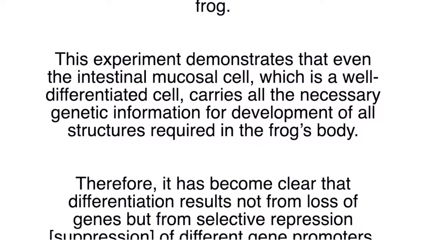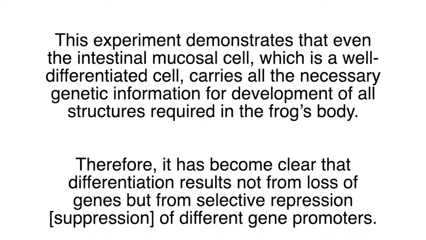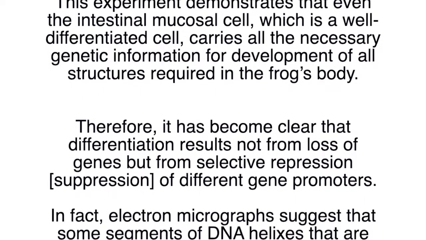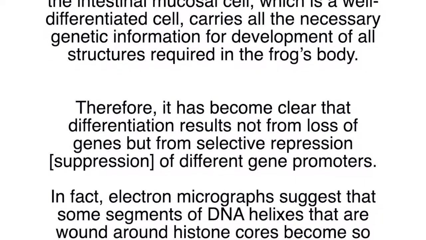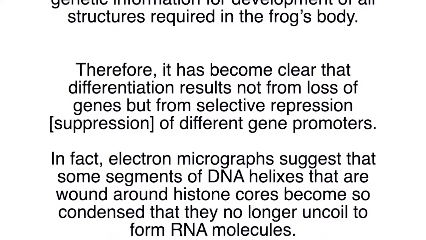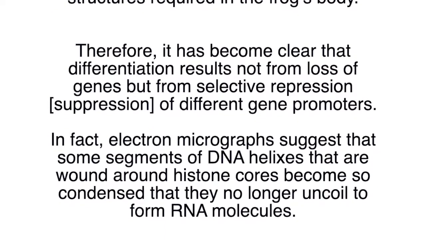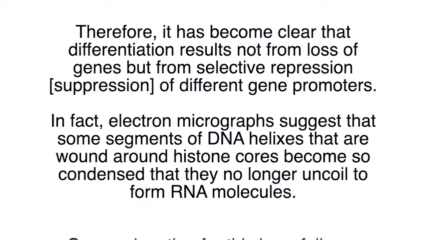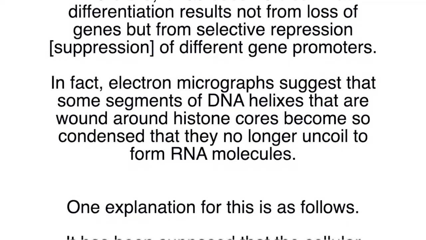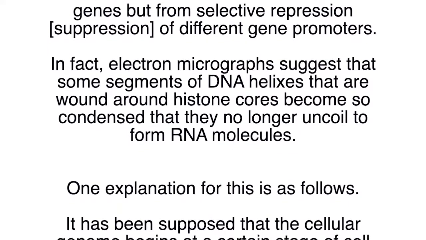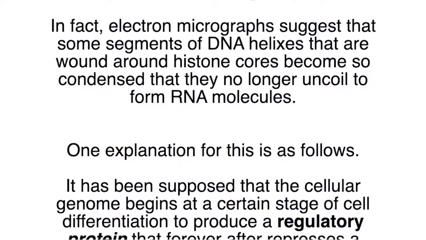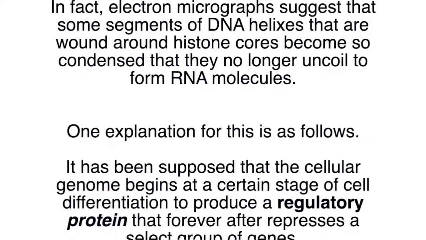Therefore, it has become clear that differentiation results not from loss of genes but from selective repression, that is, suppression of different gene promoters. In fact, electron micrographs suggest that some segments of DNA helixes that are bound around histone cores become so condensed that they no longer uncoil to form RNA molecules. One explanation for this is as follows.